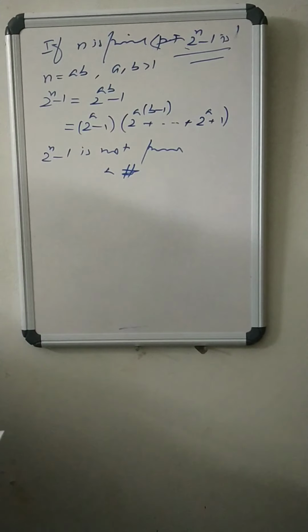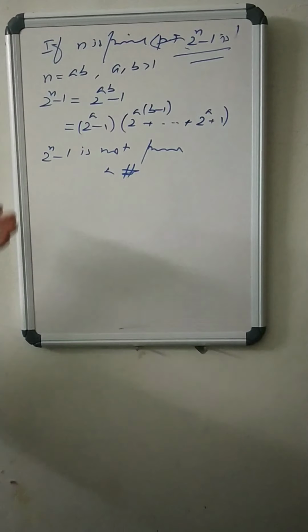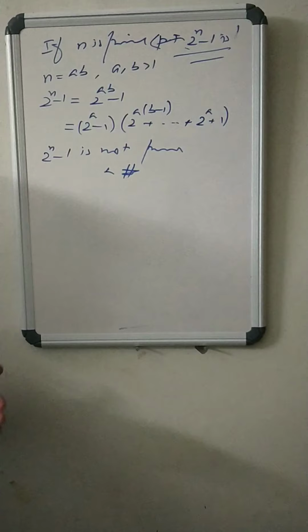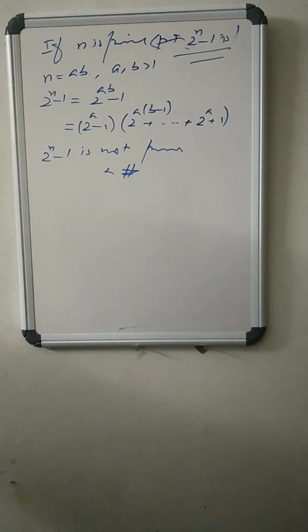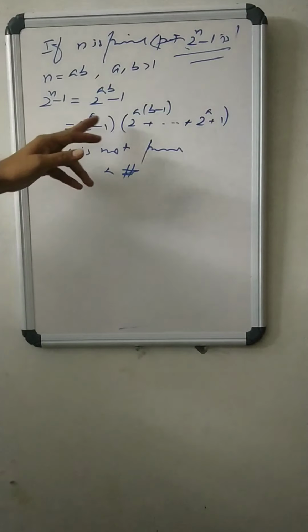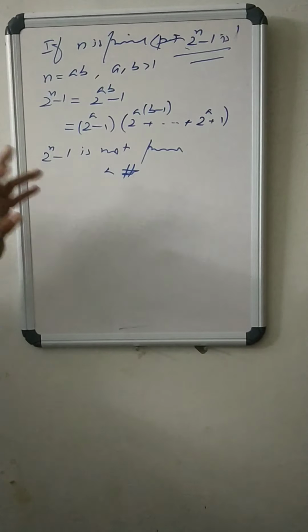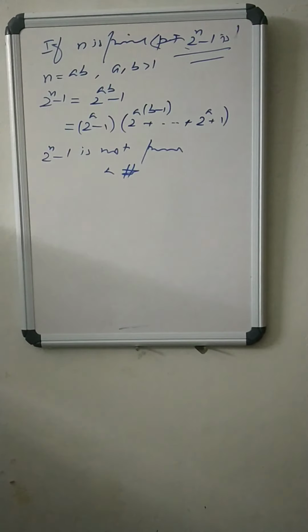So first we suppose that n is not a prime, then n is the product of some numbers, n is a composite, n is AB, A and B are greater than 1. Then 2 power n minus 1 can be rewritten as 2 power AB minus 1. It is expressed in this form. That means 2 power n minus 1 is a product of some numbers. That means 2 power n minus 1 is not a prime. That's a contradiction to the choice of this 2 power n minus 1.